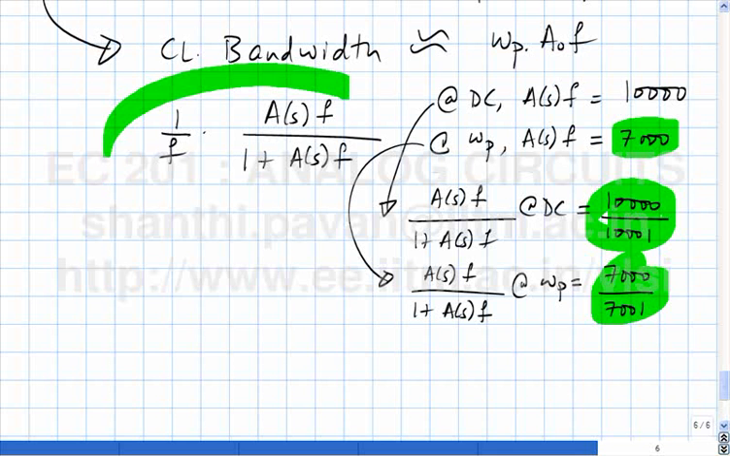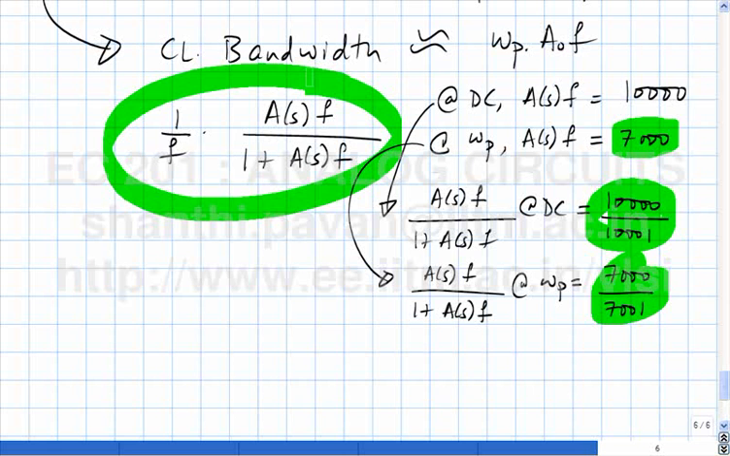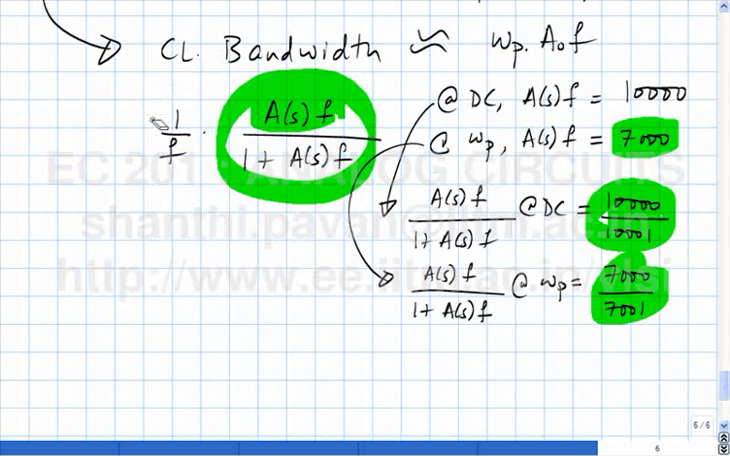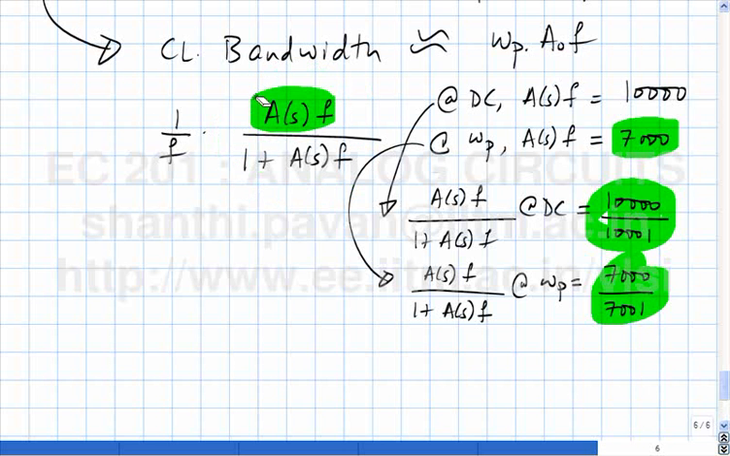You understand? If the closed loop response has to come down to 1 over root 2 times its value at DC, what must happen? As long as A of s times f is a sufficiently large number, as long as it's much larger than 1, this A of s by 1 plus A of s f will remain close to 1. If the closed loop response has to become smaller than 1 over f by a substantial amount, that can only happen when A of s f becomes comparable to 1. And when does A of s f become comparable to 1?